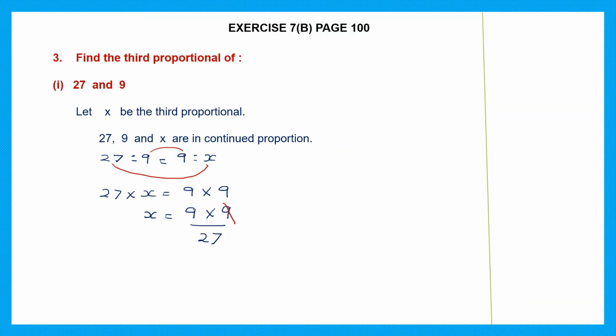Let me cancel 9 and 27 both by 9. 9 ones are 9. 9 threes are 27. I can cancel 3 and 9 by 3. 3 ones are 3. 3 threes are 9. So now let me multiply my numerators. 3 ones are 3. My denominator is 1. So 3 by 1 is 3. So the third proportional we have found out is 3.